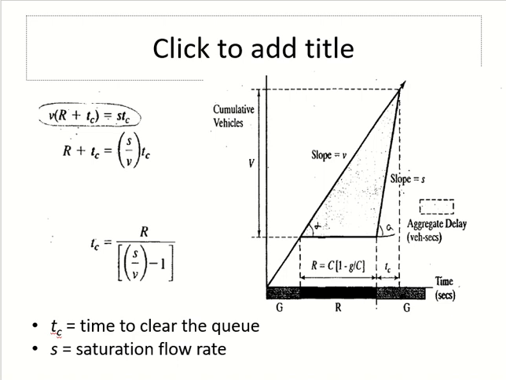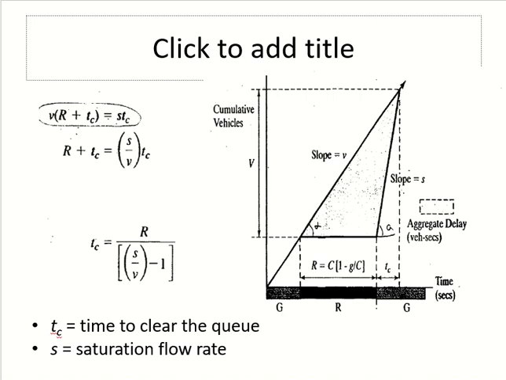Where is the queue? The queue starts from here and ends where? How much time is this? R plus TC, right? It starts from the start of R and ends at the end of TC. R we know is effective red. TC is called the clearance time. After red, it will take TC seconds to clear the queue, for the queue to become 0.